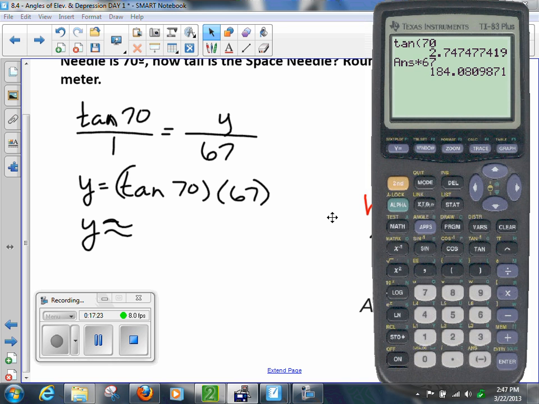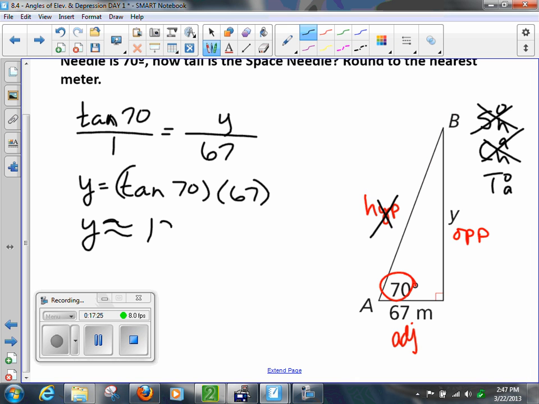184 meters. Does that make sense? Yeah, it does because this needle is one of the tallest structures in Seattle. And why then is this shadow so small? Who cares? It's in meters. We're not even going to worry about that.